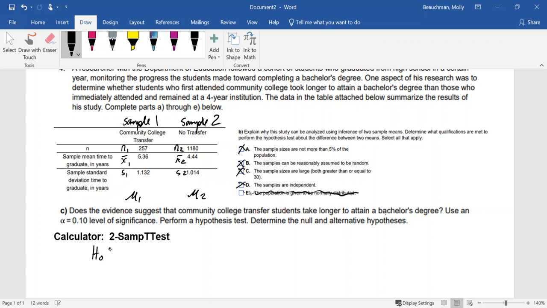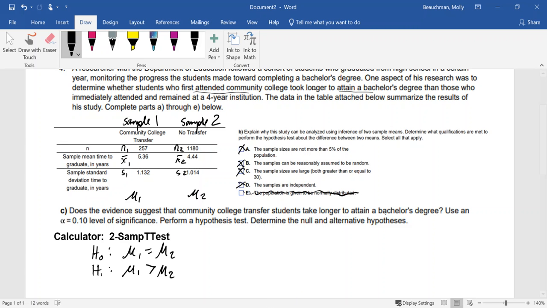So the null hypothesis is that there is no difference in the times. Mean 1 is equal to mean 2. Again, these are completely independent samples, so we're not looking at differences between them. We're looking at difference in population 1 and population 2, but they're not matched pairs. Our alternative hypothesis, I have to read it again. We want to know if students who first attended community college took longer to attain a bachelor's degree. So we want to know if mean 1 is greater than mean 2. So this type of test is a two-sample t-test.